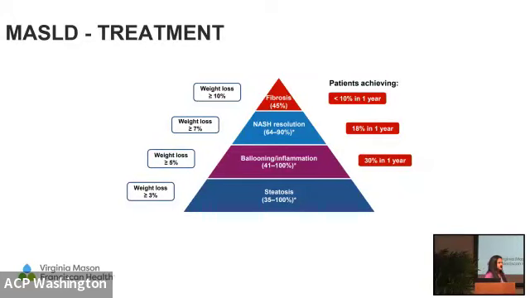So I cannot talk about treatment without talking about weight loss, right? So what we know is that even a little bit of weight loss goes a long way. So even if they are able to lose 3% of their body weight, the steatosis improves. If they're able to lose 5 to 8%, steatohepatitis improves, and if they're able to lose 10%, liver fibrosis is likely to improve. But this is not easy.